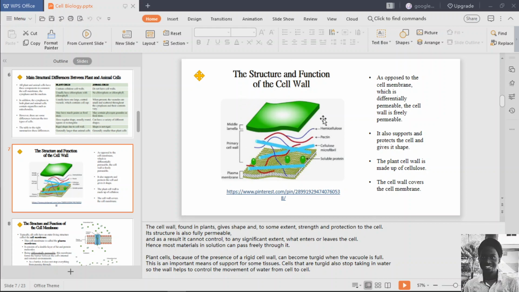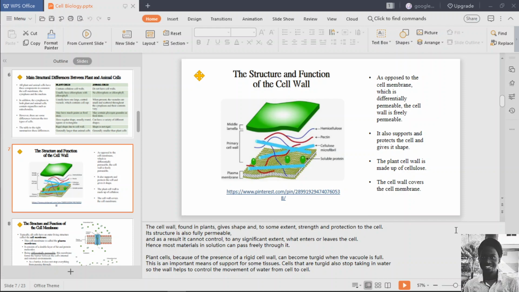If you look on the left here, you would see a diagram of a plant cell wall. This green rectangular structure you're seeing here, that's cellulose. Look, we have cellulose here again, and then we have hemicellulose. So the cell wall of plants is made largely of cellulose, and this cell wall covers the cell membrane. The cell wall gives the plant its shape, and to a certain extent it gives strength and protection to the cell.